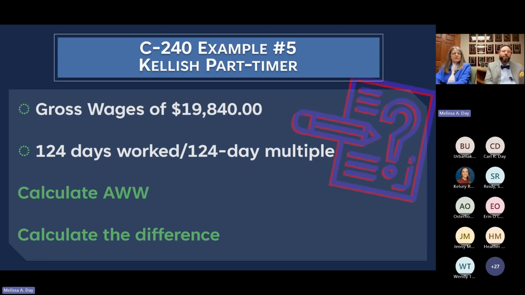So let's take a look at an example again. We're going to go back to our number 5 in your packet, and we're going to apply the Kellish rule to this individual. We've ascertained that she wasn't fully available. So instead of using a 200 multiple floor, just like with 14.3 we saw with a schedule varies outfit, we're going to use the actual multiple to calculate her average weekly wage. So calculate her average weekly wage, and then we want you to take a look at what the difference is in her average weekly wage when we use the 200 multiple versus when we use the actual multiple. So we'll give you a minute to do that. We'll take a breath.